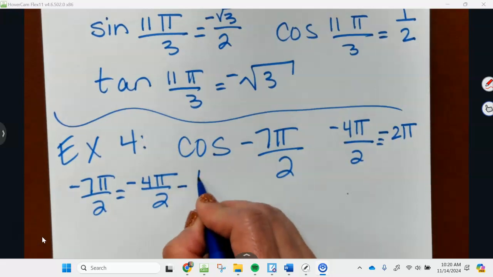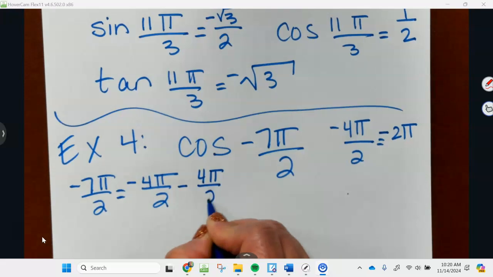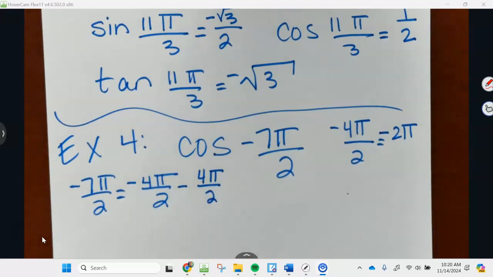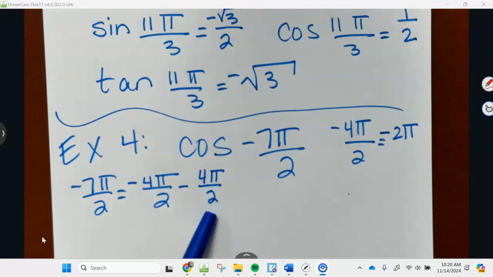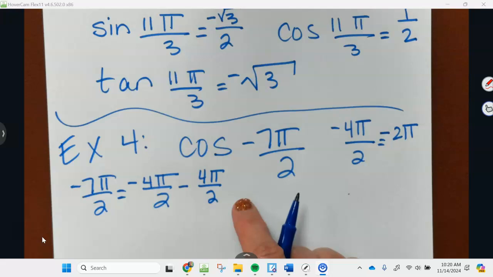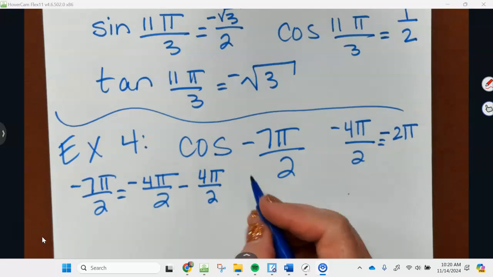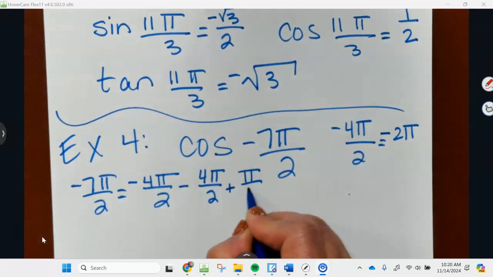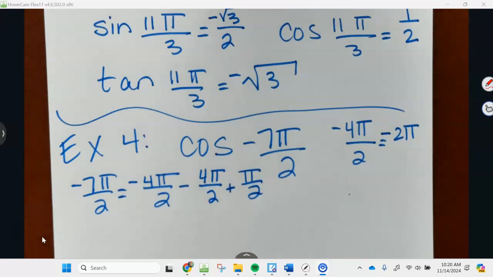So for negatives, you always go too far. You always go too far because your last piece has to be positive. So that's negative 7. Y'all, this is negative 8. So what do I add to this piece? Pi over 2. Your last piece has to be positive.